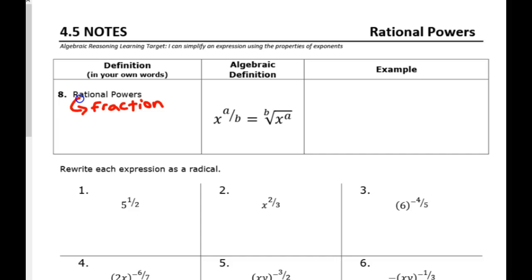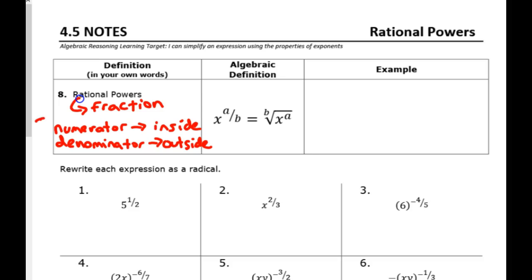All right, now, here's the rule. The numerator of the fraction goes inside, and the denominator of the fraction goes outside. Y'all know what numerator and denominator mean? Top and bottom, right? So another way to think about it is the top goes inside, the bottom goes outside.